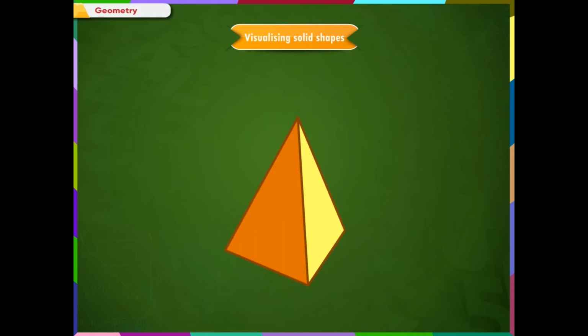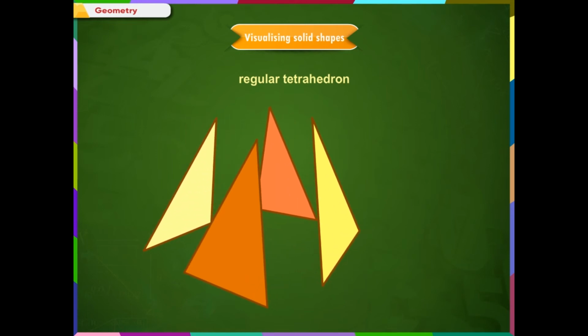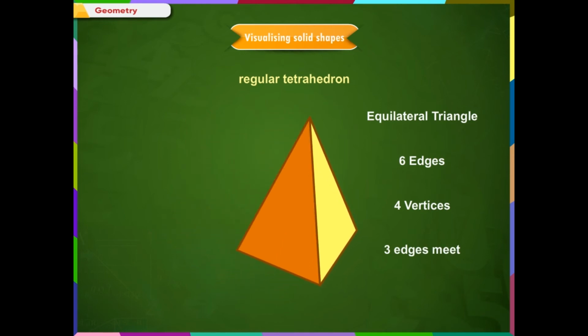Let us see some regular polyhedra one by one. A regular tetrahedron consists of 4 faces. Each face is an equilateral triangle. It has 6 edges, 4 vertices, and at each vertex, 3 edges meet.